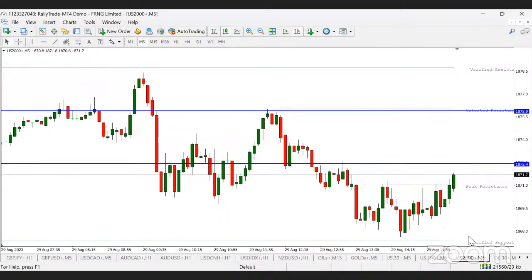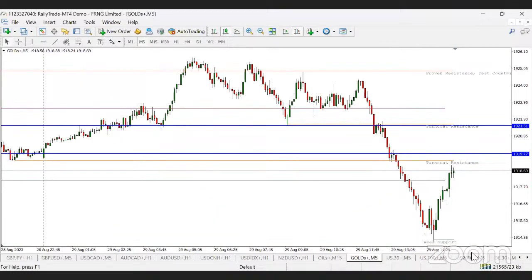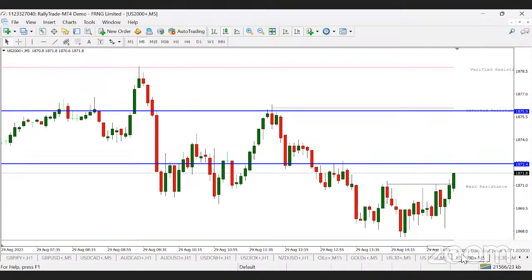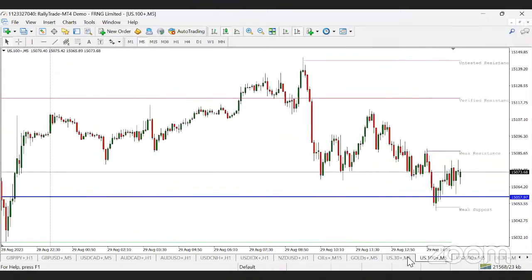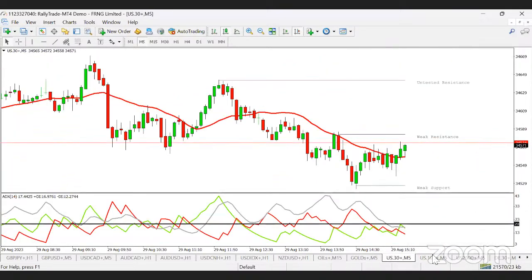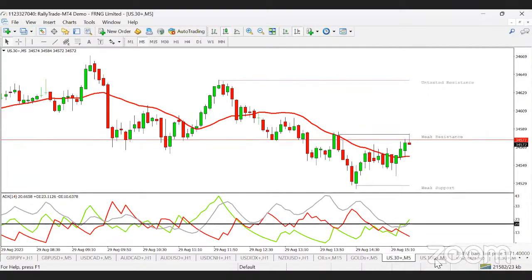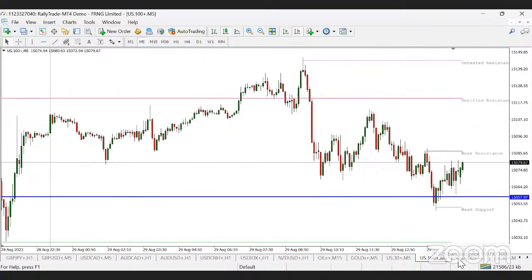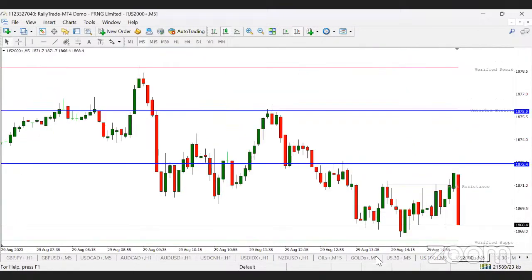All right, so for US 2000, I am seeing a buy, and on gold also I'm seeing a buy on this particular instrument. Even on US 30 and US 100, I'm going to be looking out for a further buy. For US 30, my ADX is giving me more of a buy momentum, so with that, I'm going to be considering a buy. So for all the instruments, you can go in.